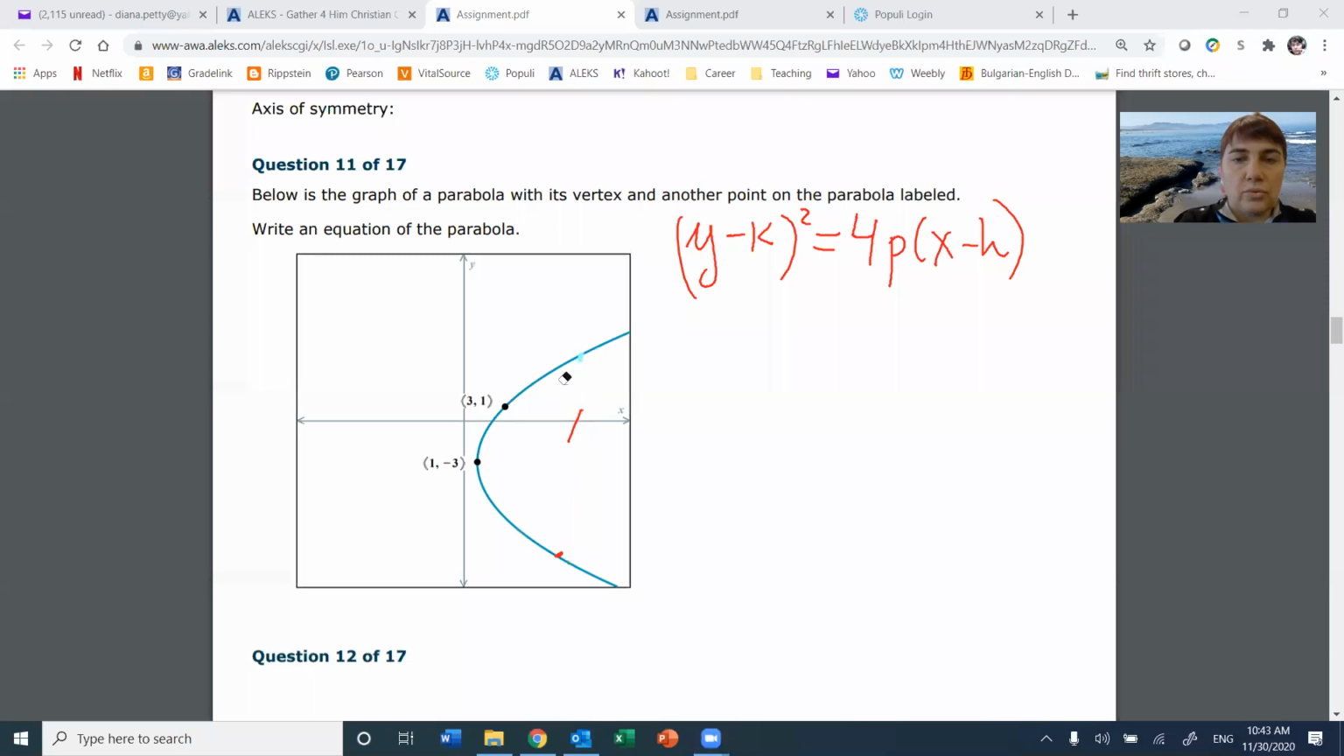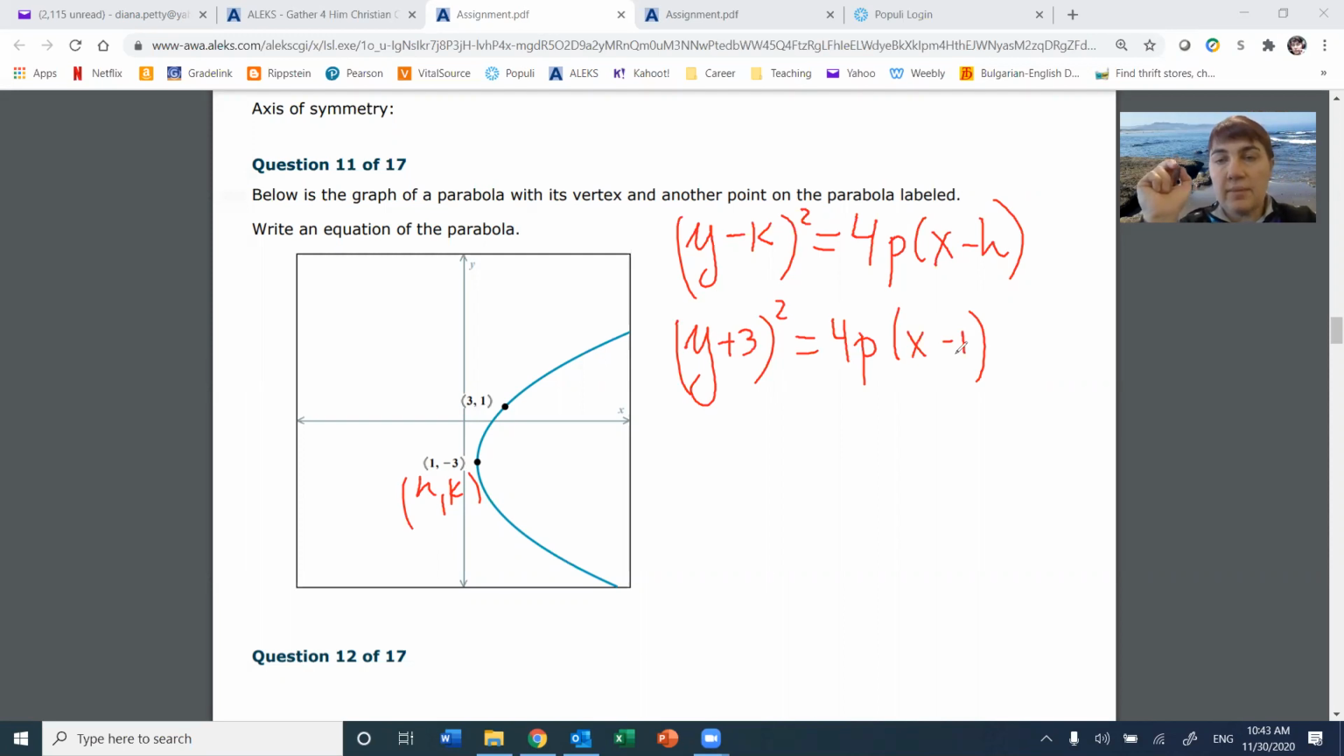Okay, so what do we need to do? We already know the center. We know h and k. So let's plug in h and k. H and k are right here. This is h and this is k. This is the vertex. So plug in h and k: y plus 3, squared, equals 4p times (x minus 1), right? So now the only thing we don't know is p.